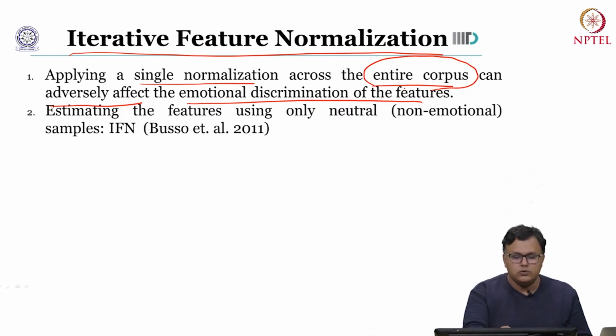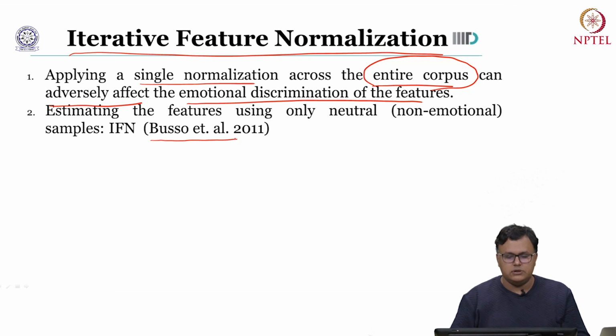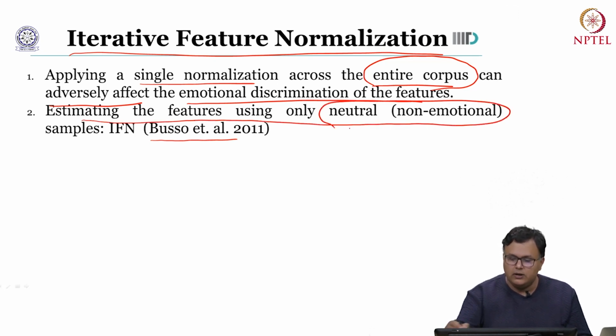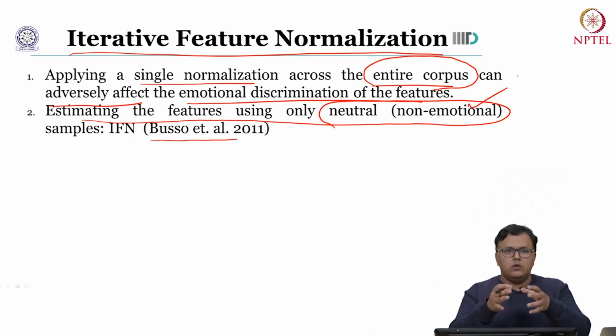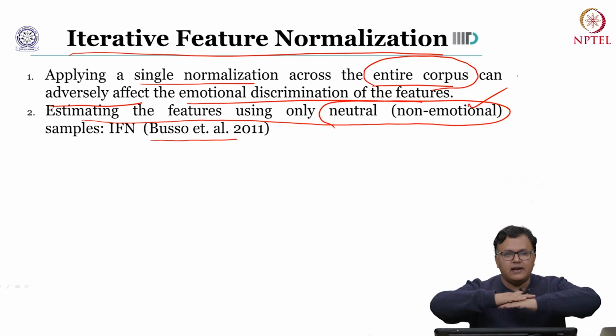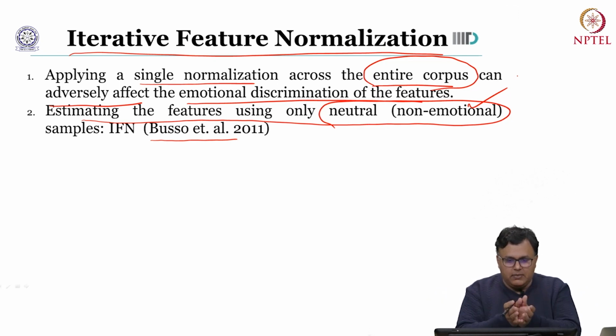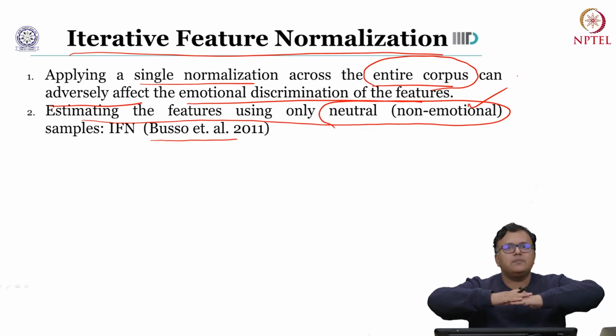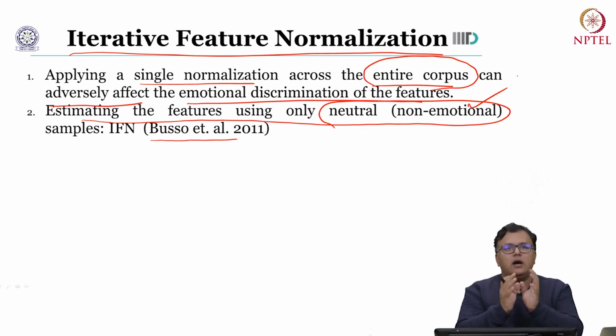So what Carlos Busso and his team proposed in 2011 was that we estimate the feature using only the neutral, non-emotional samples. So let me have a baseline, a reference, and what can be a good reference? Identifying the neutral emotion utterance in an audio sample. Once I know what the neutral utterance or neutral sample is in my data for a subject, I can treat that as a baseline to normalize the other samples.